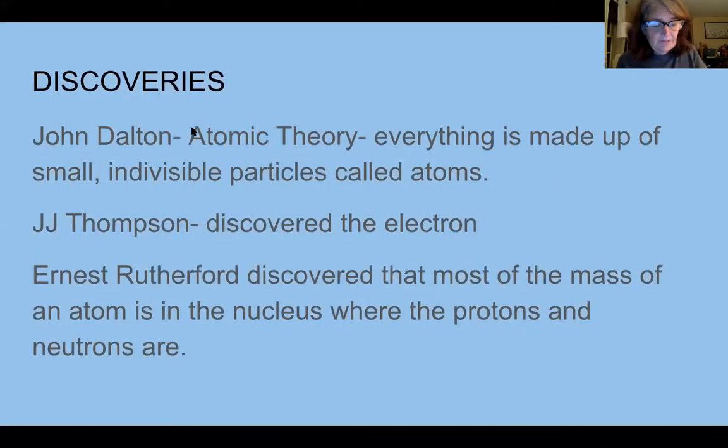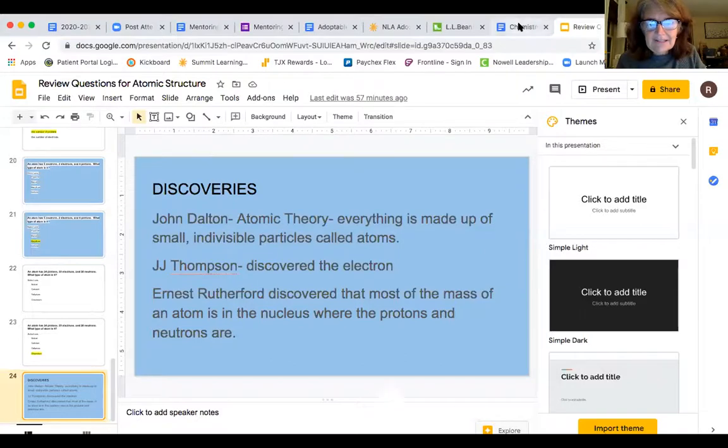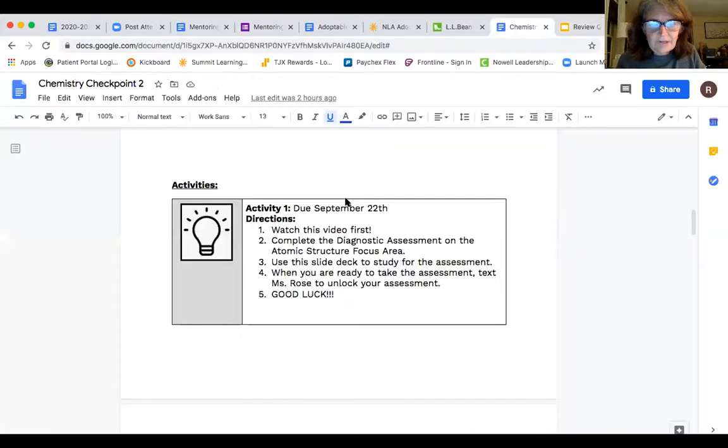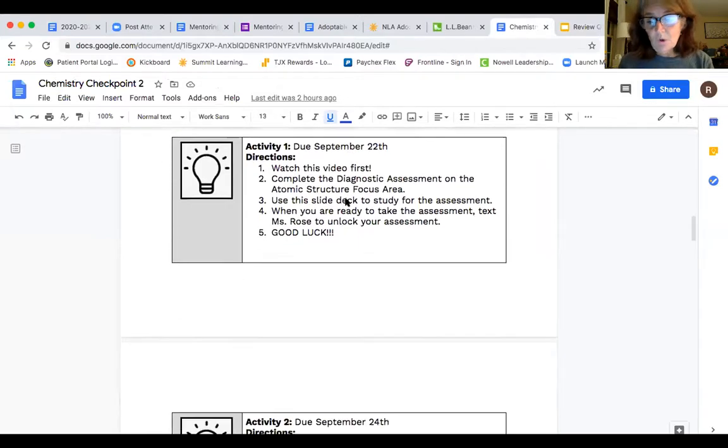Now, let's just return to Chrome for a second here. Let me see if I can get it to share. So we can take a look at checkpoint number 2 and the very first activity. The first thing you're going to do is watch this video, which you're watching right now, and good for you. The second thing you're going to do is complete the diagnostic assessment on the atomic structure focus area.